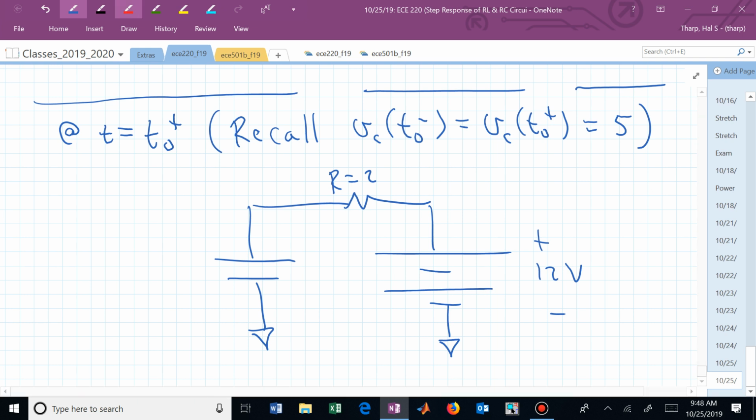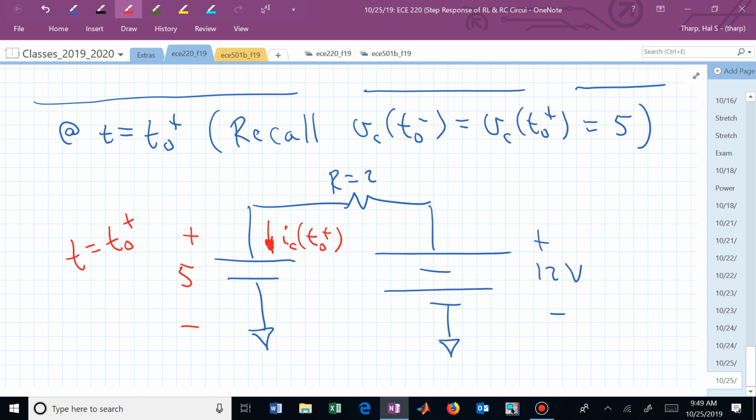And we now know that this is 5. This is right at t equal t sub 0 plus. And we want to know what is I sub c of t sub 0 plus. We know what it is at t sub 0 minus. What was it? There was no current flowing, was there?